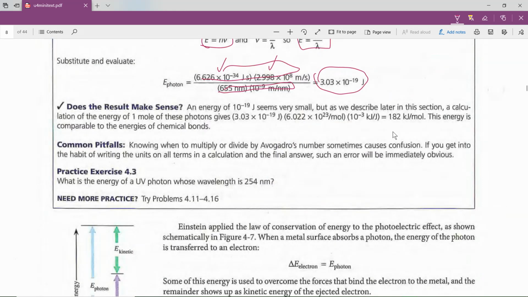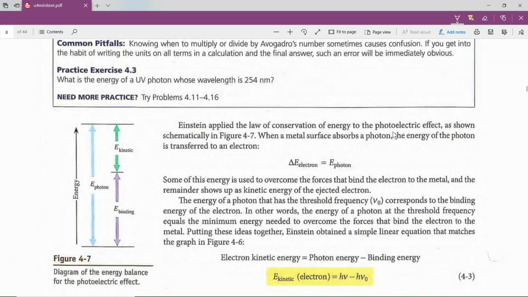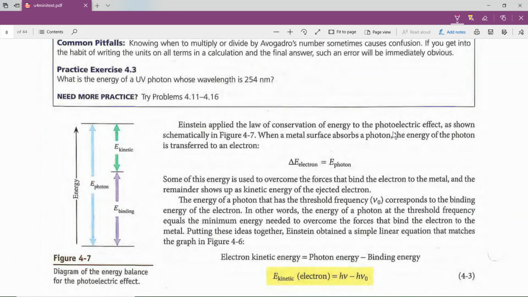Let's try this practice exercise together here. What is the energy of an ultraviolet photon whose wavelength is 254 nanometers? You don't have to memorize the numbers associated with the ranges in the spectra. I've seen some textbooks that do that. I said, no, you don't have to do that.